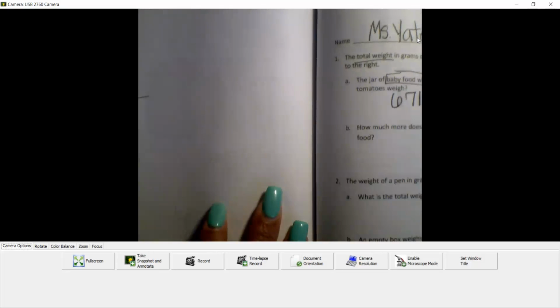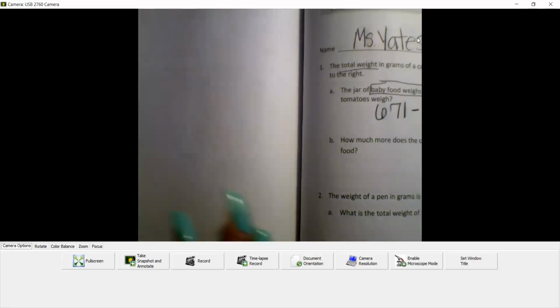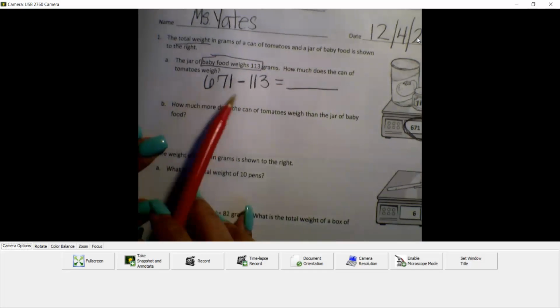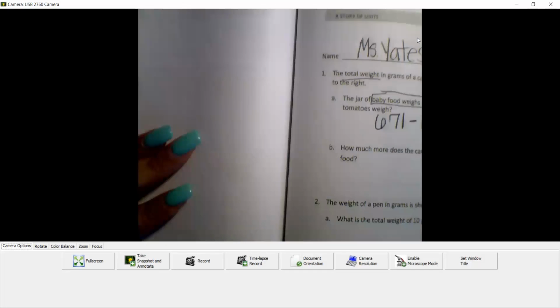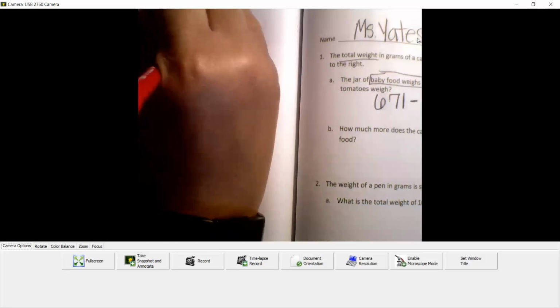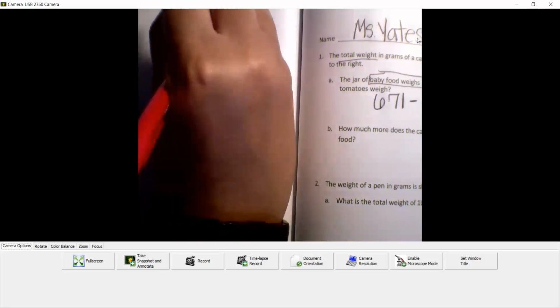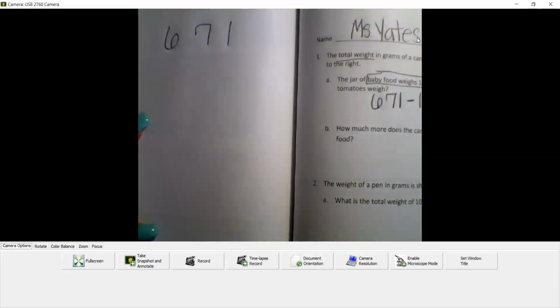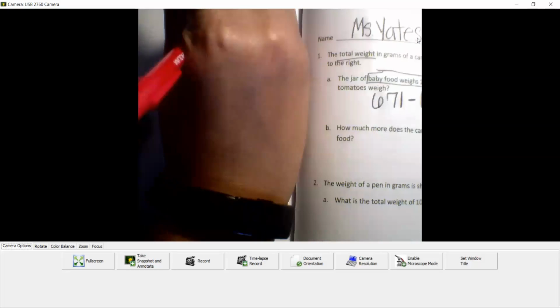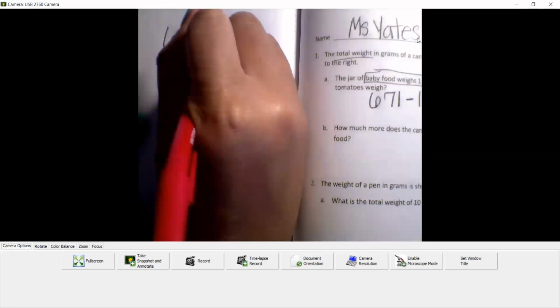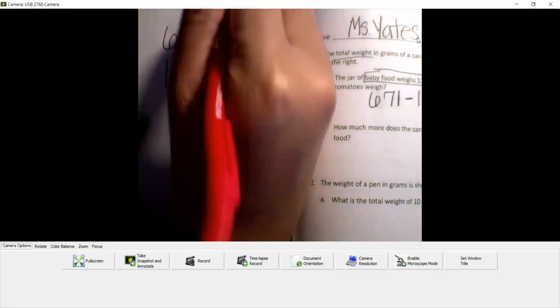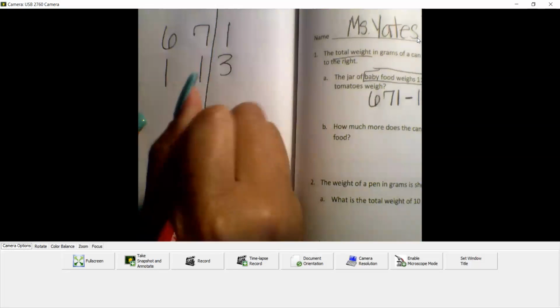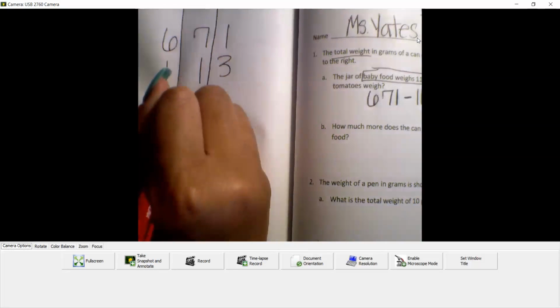Okay, we're going to move it over so we can see. Our first number was 671. I got 671 from this problem, so I'm going to write 671: 6, 7, and then 1. Okay, our next number is 113, so 1, 1, 3. Make sure you line your numbers up. That's how we make sure that we wrote our number correctly, by lining our numbers up.